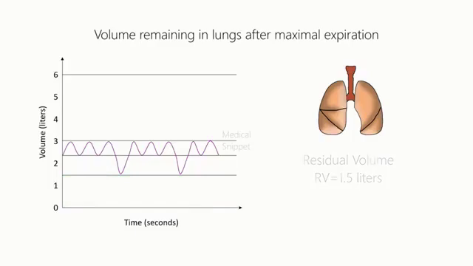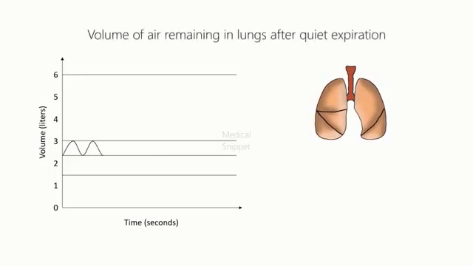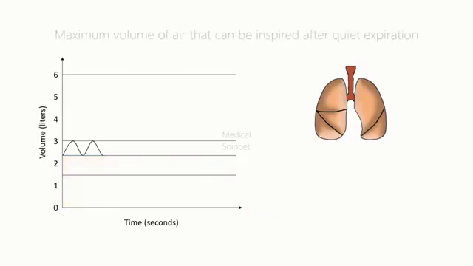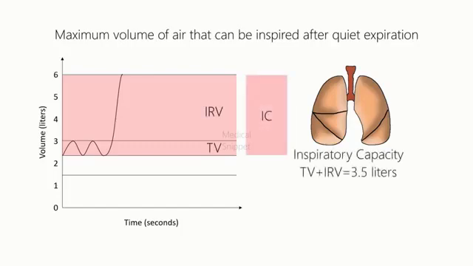Now let's see about the lung capacities. The volume of air remaining in the lung after a normal expiration is called functional residual capacity. That is equal to the expiratory reserve volume plus the residual volume, which is about 2.5 liters. The maximum volume of air that can be inspired after a quiet expiration is called inspiratory capacity. That is, the inspiratory capacity is the sum of tidal volume and inspiratory reserve volume, which is approximately equal to 3.5 liters.